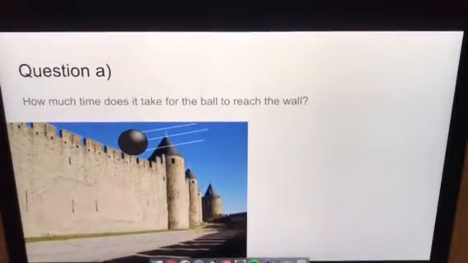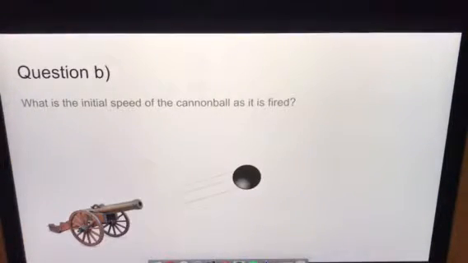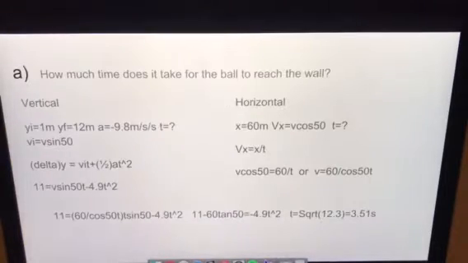How much time does it take for the ball to reach the wall is question A. B. What is the initial speed of the cannonball as it is fired? C. What is the velocity of the cannonball as it passes over the wall?